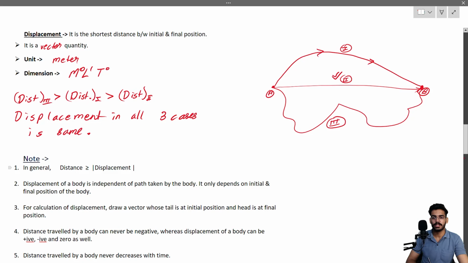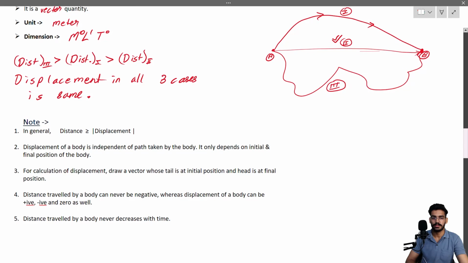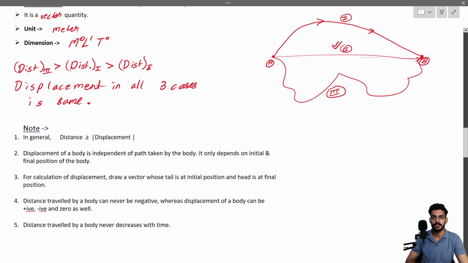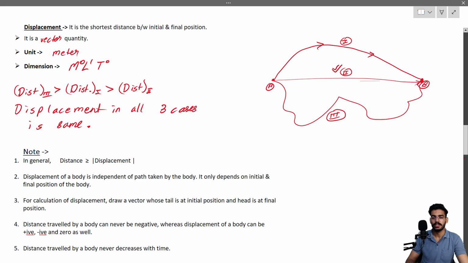If you took another path, the distance will be bigger, and displacement is the shortest path. But if you took the AB path only, a straight line, then your distance and displacement will be the same. In that case they will be equal, otherwise distance will be greater than displacement. Displacement of a body is independent of the path taken by the body; it only depends upon the initial and final position of the body. If you mark the initial and final position, I can directly draw a straight line and calculate the displacement.